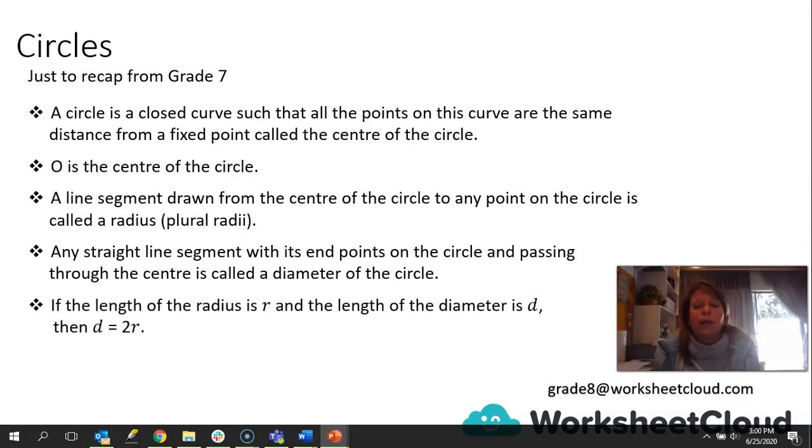Okay, so if the length of the radius is r and the length of the diameter is d, then d is equal to 2r, as I said just now, because d is going from the one side to the center point, which is a radius, and then from the center point to the other side of the circle, and so 2r gives you d. 2 radii is 1 diameter. And the perimeter of a circle is called the circumference, as I've been mentioning throughout this, but you all knew that because this was just a recap from grade 7.